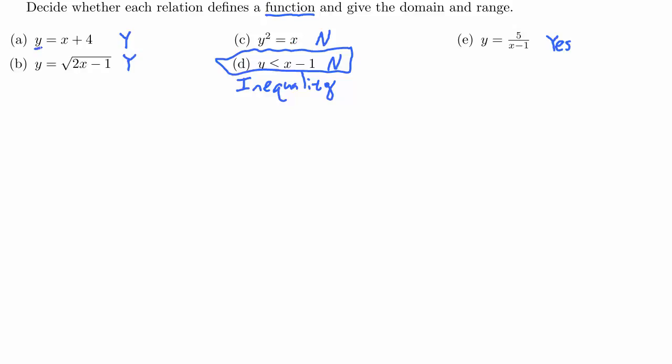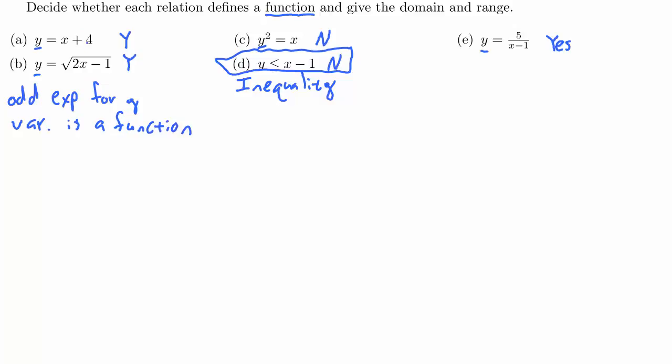Well, it all has to do with your y variable. If your y variable is to an odd exponent, then it is going to be a function. So in other words, an odd exponent for the y variable is a function. And here's why.